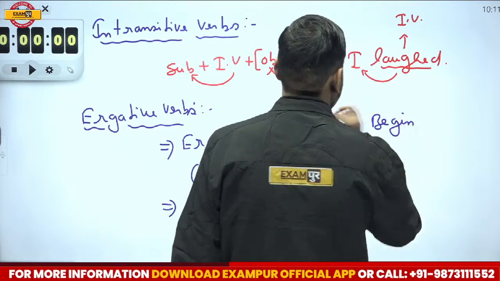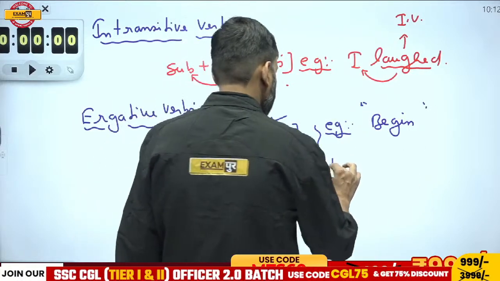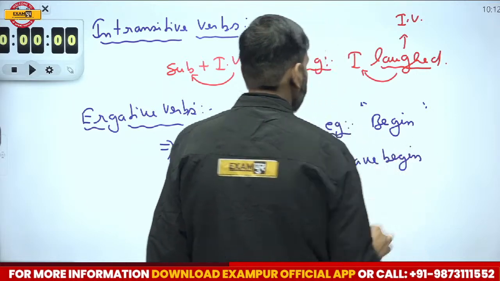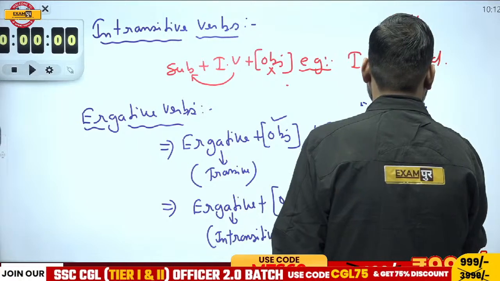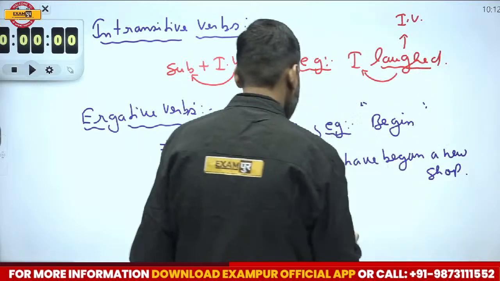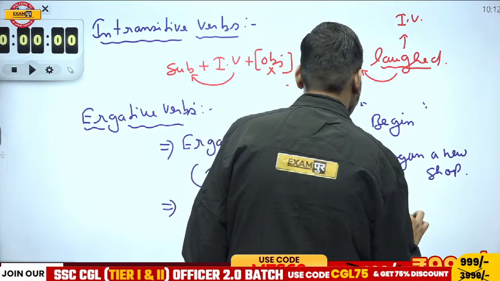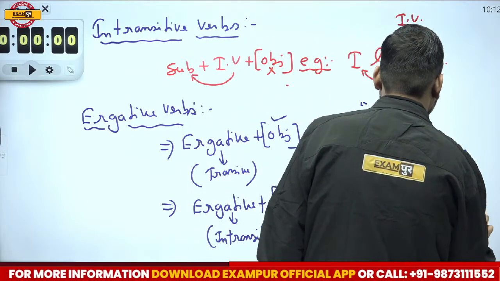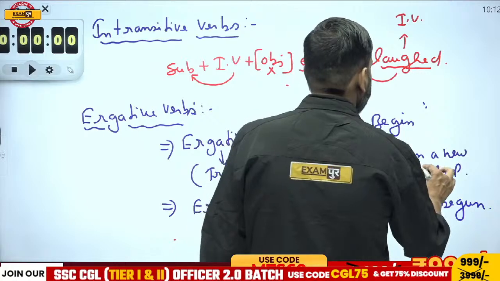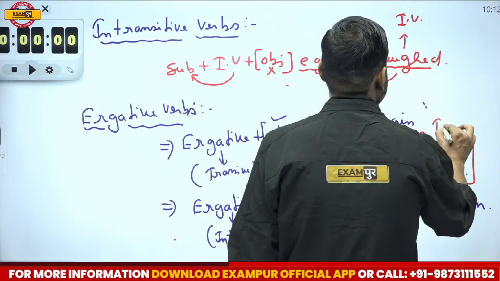For example, begin. Let's see one example. I have begun a new shop, and the program has begun. In this sentence, begun is followed by the object a new shop. So here begin is a transitive verb.